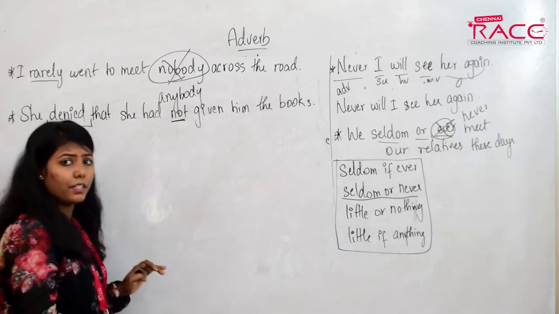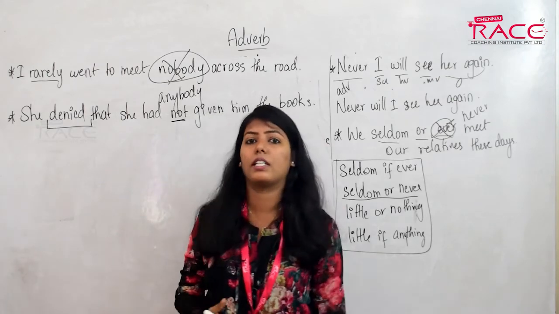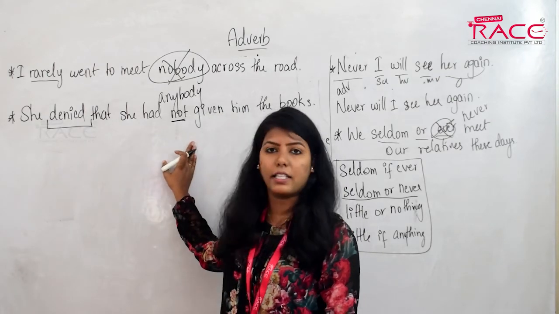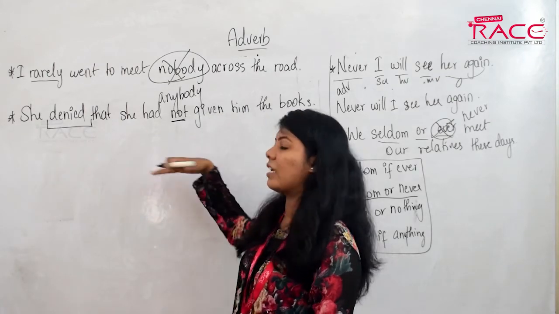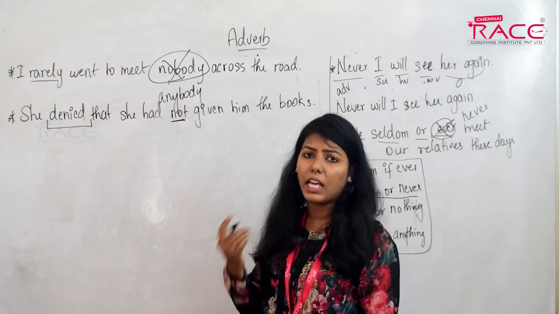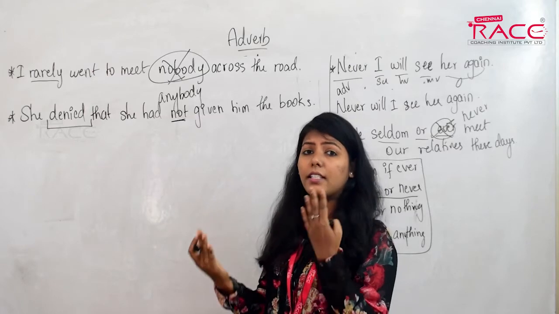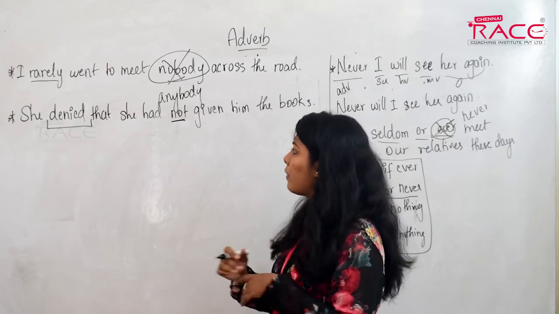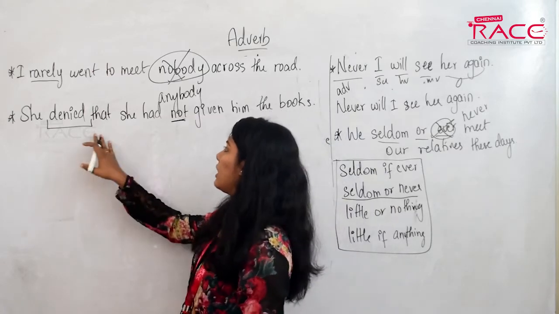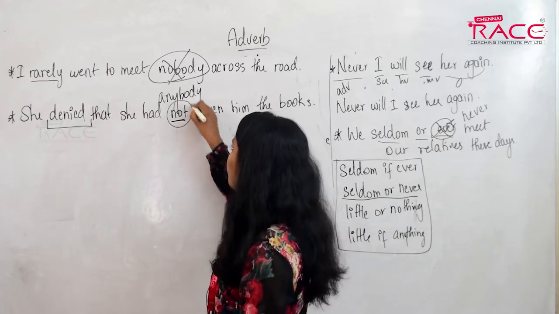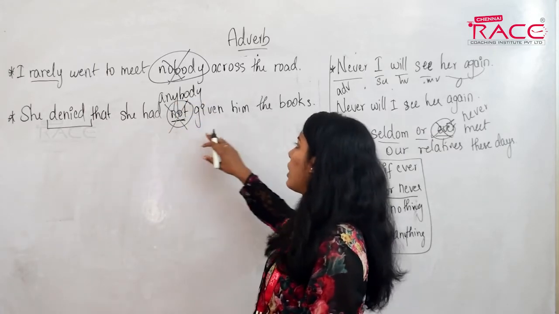Matlab she has given, she had given, no? The sentence will be changed, so both the negatives will cancel each other. So it will be positive that she had given. Okay, so she gave and she cannot deny it. Matlab the sentence is contradictory to itself. Okay, so it will be wrong. What you have to do is, she denied that she had given him the books.